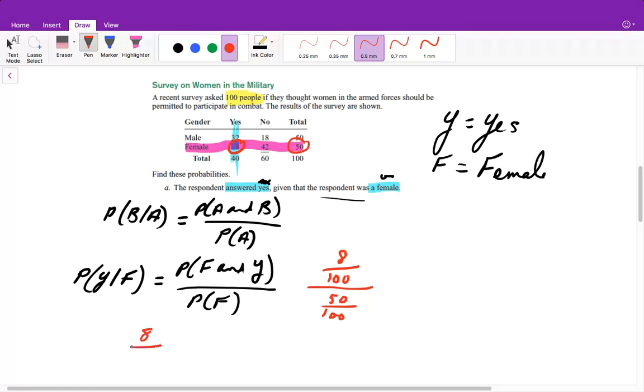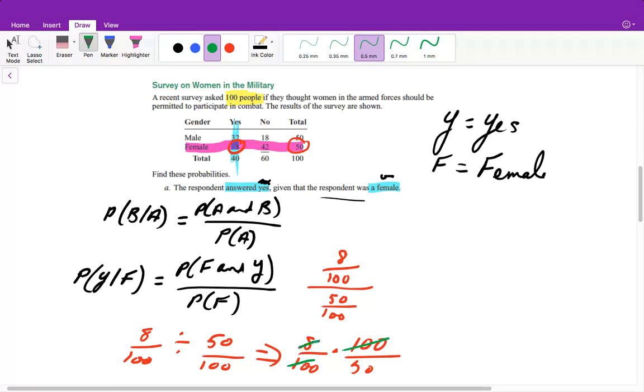So this is equal to 8 over 100 divided by 50 over 100, which is then equal to 8 over 100 times 100 over 50. The 100s cancel out. 8 is divisible by 2, so that will be 4, and 50 is divisible by 2, which is 25. So we have a 4 out of 25 chance of picking someone that said yes, given that they were a female.